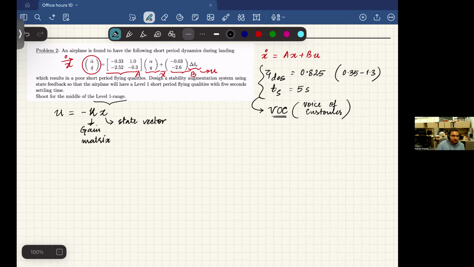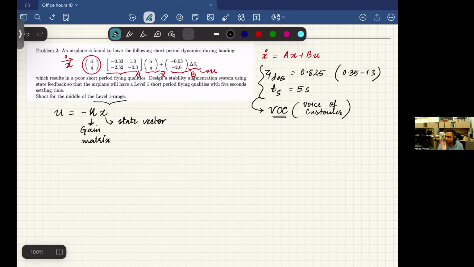So now basically, if the settling time is given to me, can I find out the desired frequency, what would be required for me to move forward? Can someone take a guess? Would it be omega? Exactly.